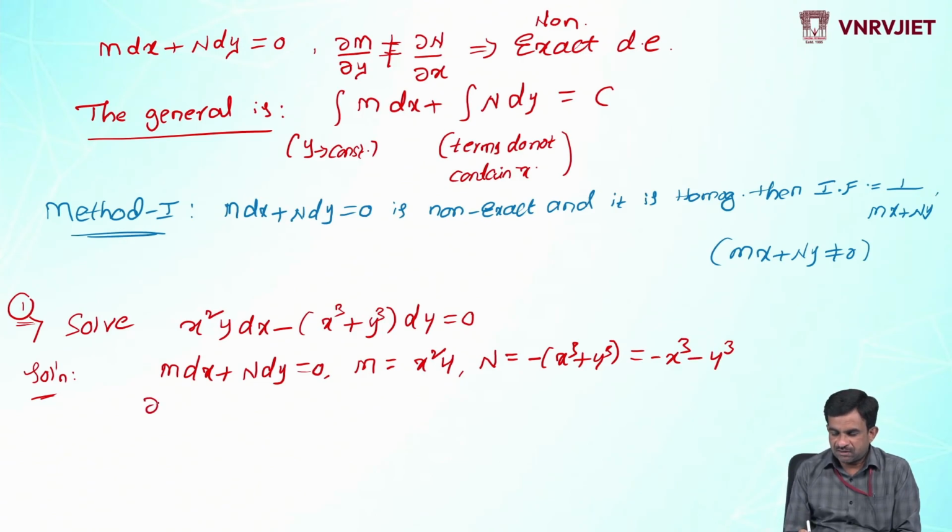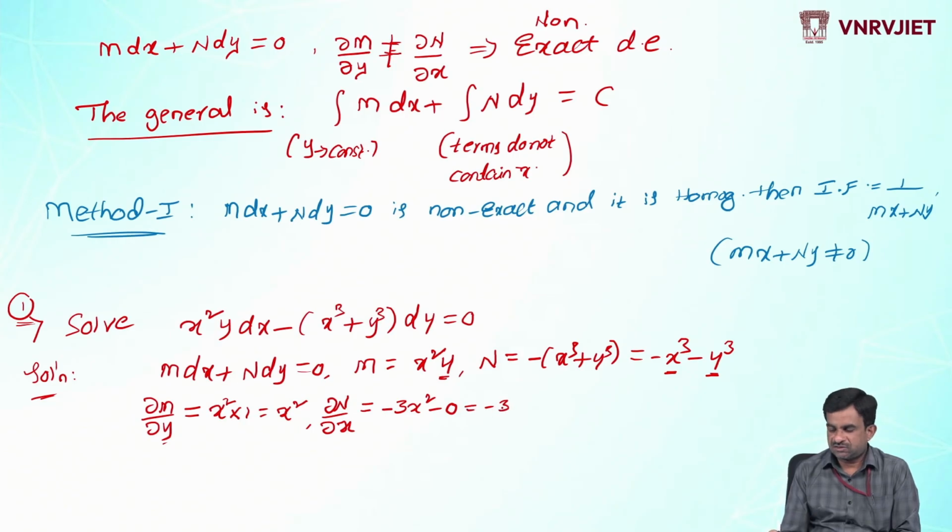Now we have to differentiate M partially with respect to y. With respect to y we keep the x terms as constant, so x square into the derivative of y with respect to y, which is 1. Therefore this becomes x square. Then the derivative of N partially with respect to x: the y term is constant, so its derivative becomes 0, and the derivative of x cube is 3x square. So this is minus 3x square.